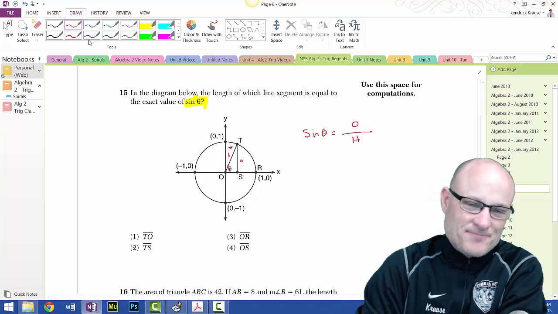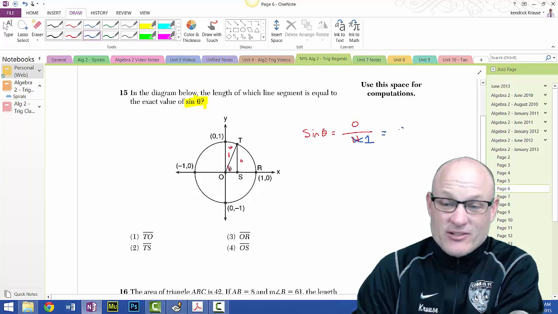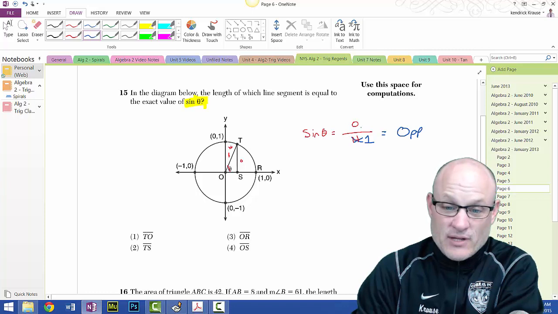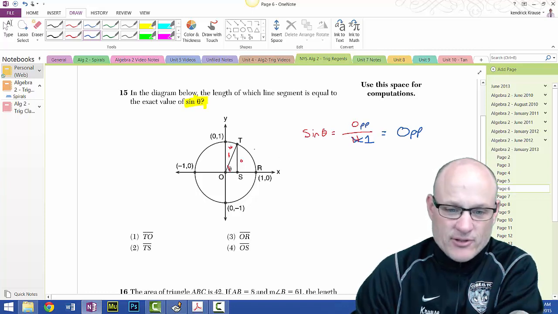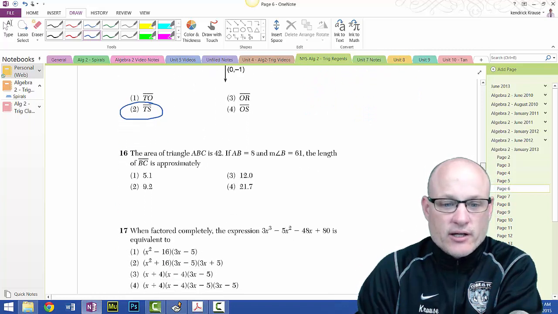But wait a second. We can get rid of the hypotenuse because we know the hypotenuse is 1. So really, sine of theta is just equal to opposite. Well, opposite is ST. So the answer is ST, or in this case, TS. There we go.